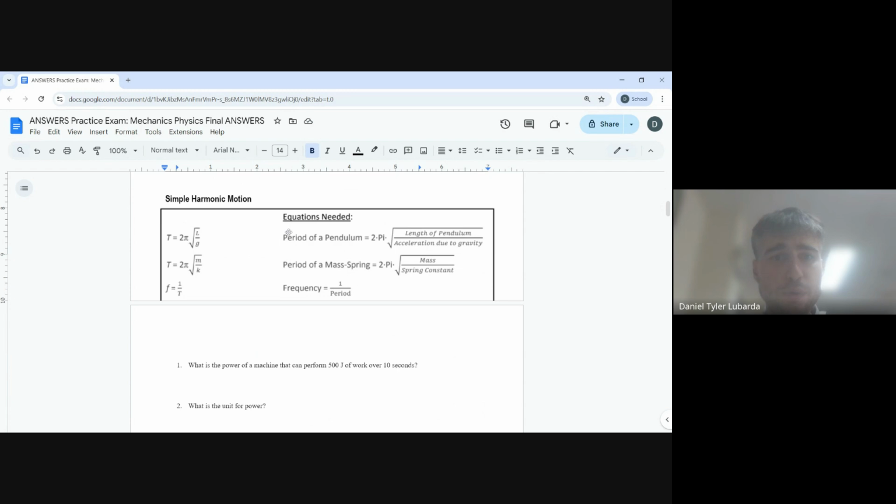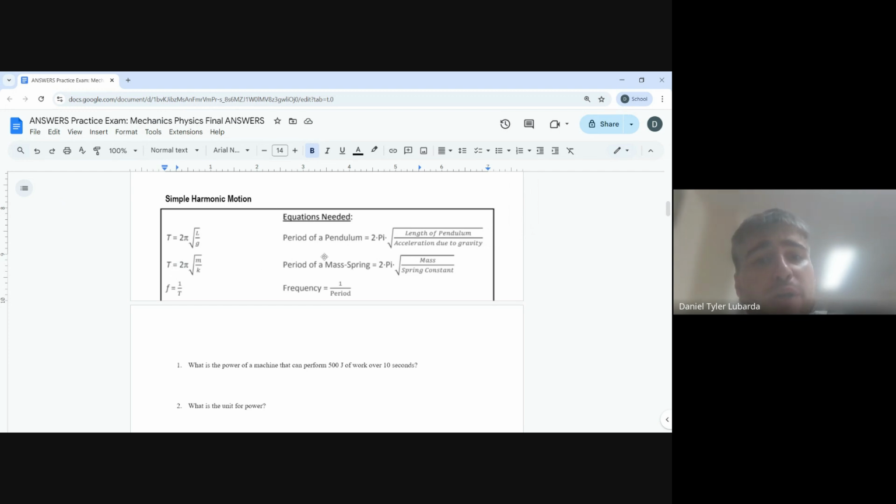Now, for simple harmonic motion, we've got a few equations down here. First, T, the period of a pendulum, is going to be equal to 2 pi times the square root of the length of the pendulum over the acceleration due to gravity. And the acceleration due to gravity will just be 10 meters per second squared. For this class, that's fine.